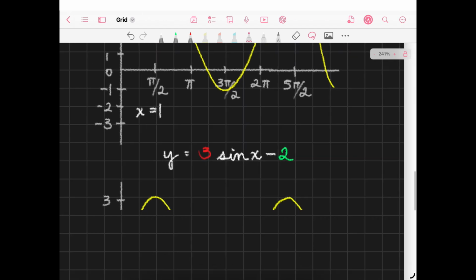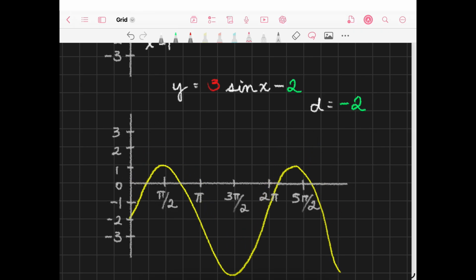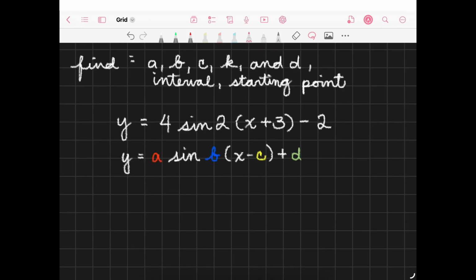While for our second equation, y is equals to 3 sine x minus 2, we know that our d is equals to negative 2. And since d is negative, we would have to shift our graph down 2 units. So it would look like this. So when it comes to graphing sine and cos graphs, you might be asked to find your A, B, C, K, and D, as well as your intervals, your domain and range, and your starting point.